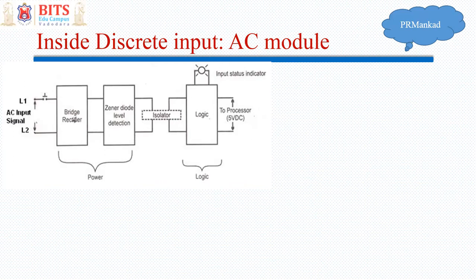So first a rectifier is used to rectify it. Then there are some filter and other circuits not shown over here. Then there is the level detection. So if a high level is there, that means when the switch is pressed, a reasonably high voltage should be available after rectification.